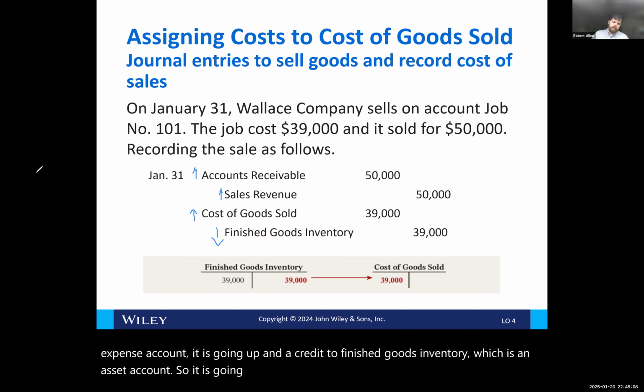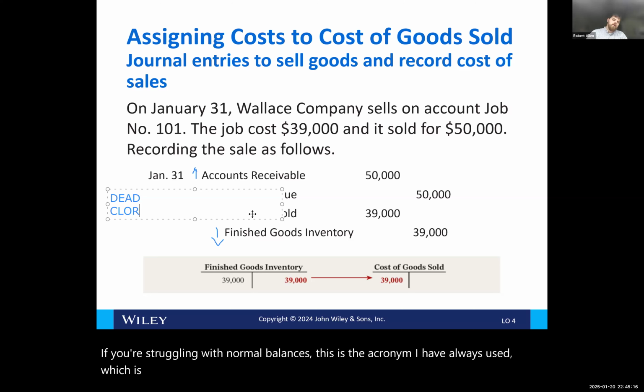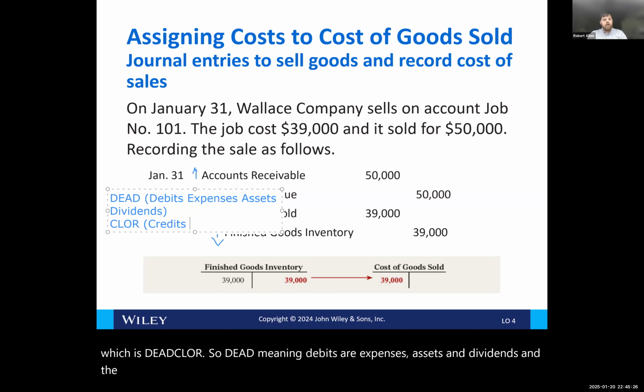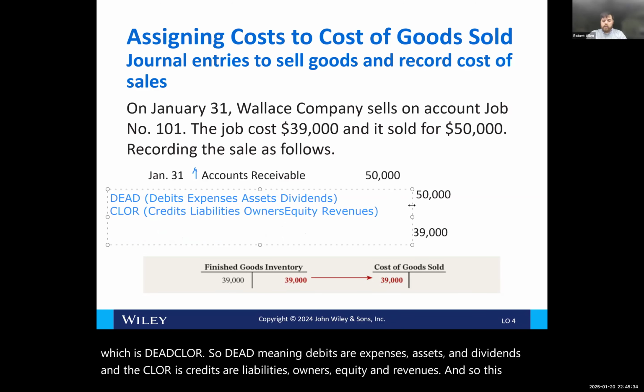Now, if you're struggling with normal balances, this is the acronym I have always used, which is DEAD CLOR. So DEAD, meaning debits are expenses, assets, and dividends. And the CLOR is credits are liabilities, owners' equity, and revenues. And so this is the acronym I have always used.